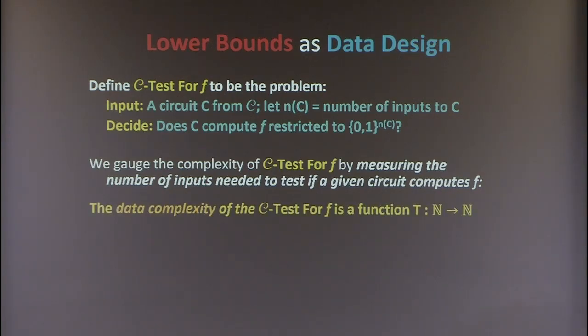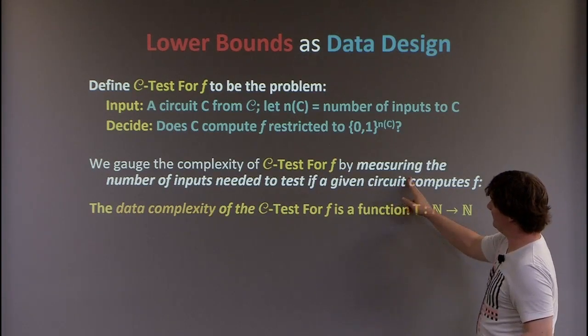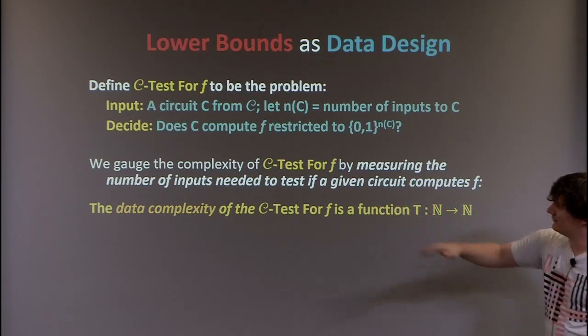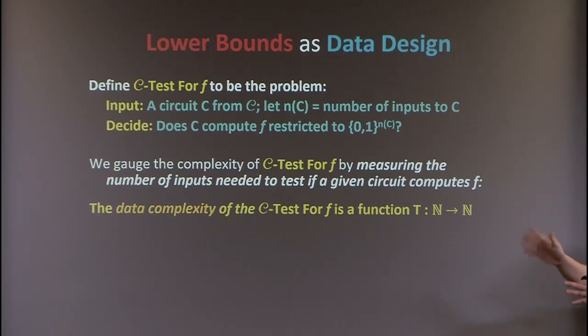Okay, and so we call this data complexity. Yes? Inputs to C. If a given circuit... Yeah, so these are inputs to C. So think of these as n of C bit strings for different Cs.